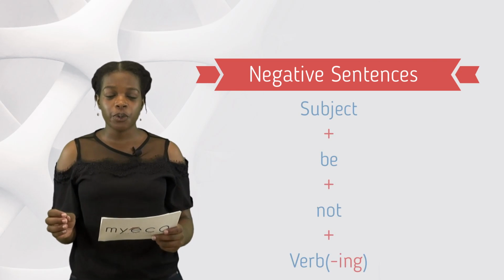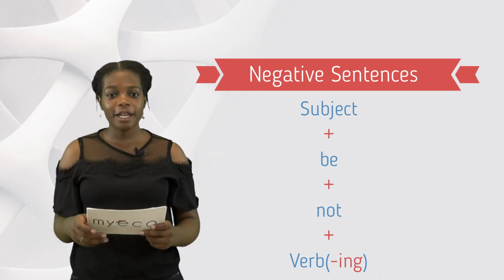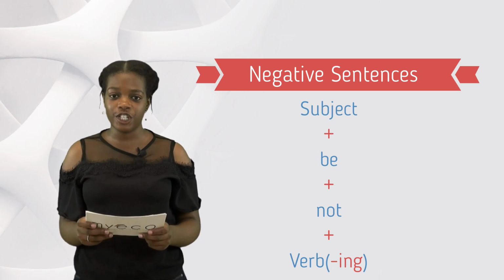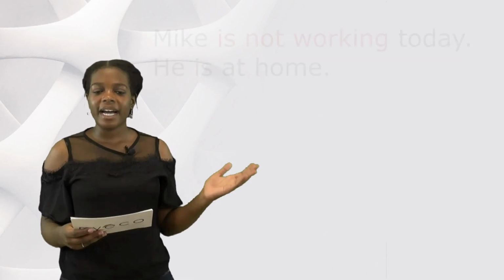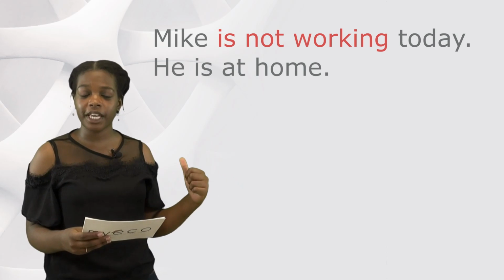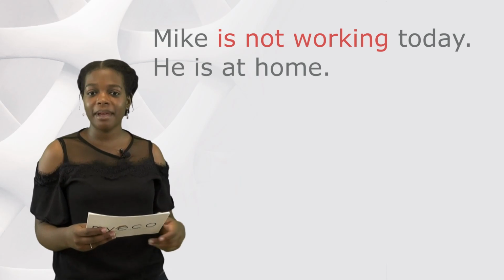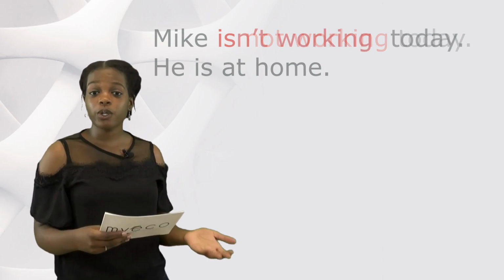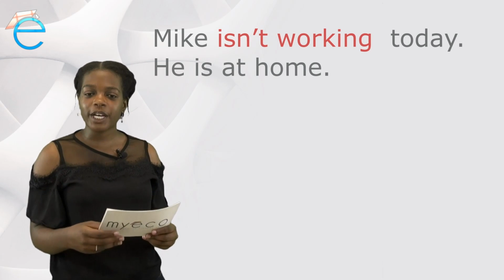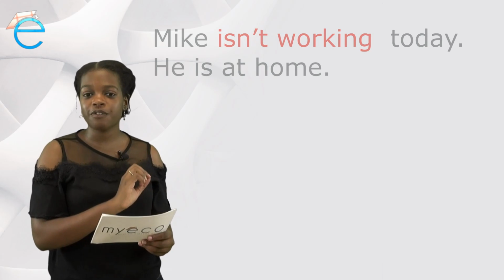For negative sentences, all we need to do is add the word not in between our be verb and the verb ending in ing. Let's look at some examples. Mike is not working today. In between is and working, we have put not, and that makes the sentence negative. We can also say Mike isn't working today, he is at home, because isn't is the shortened form of is not.